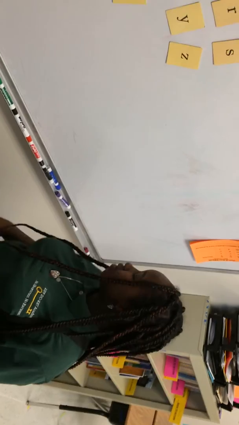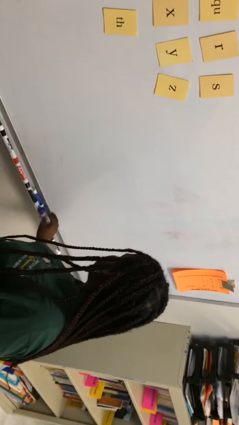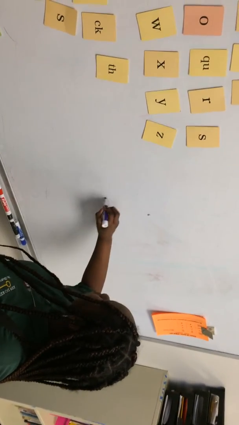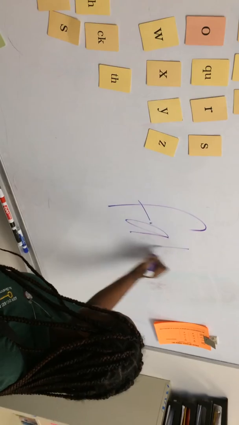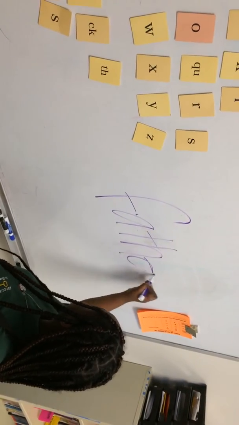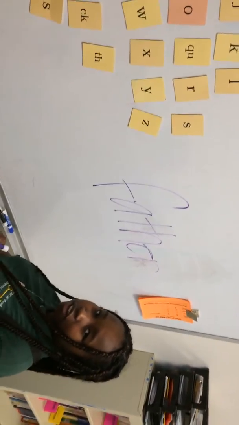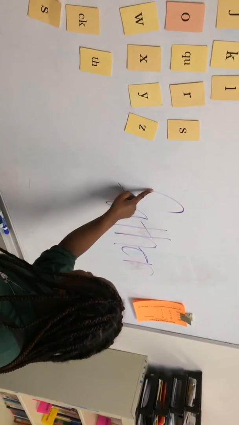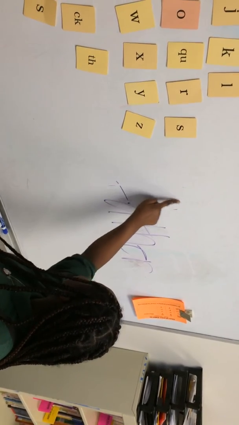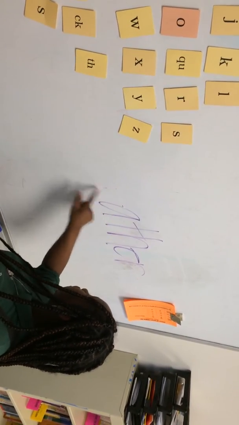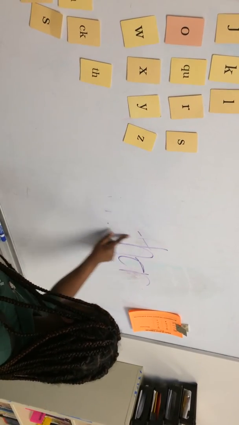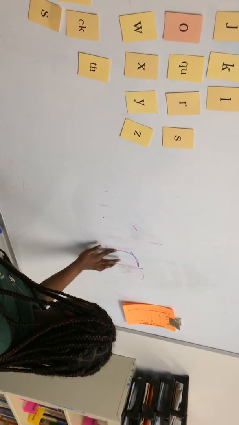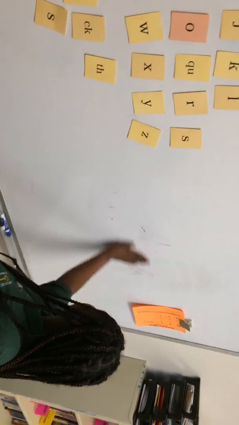Now spell it with the marker. Say it at the same time. You see that? Good. Now take your hand and erase it with your finger as you say it out loud. F-A-T-H-E-R. Good. Come sit back down.